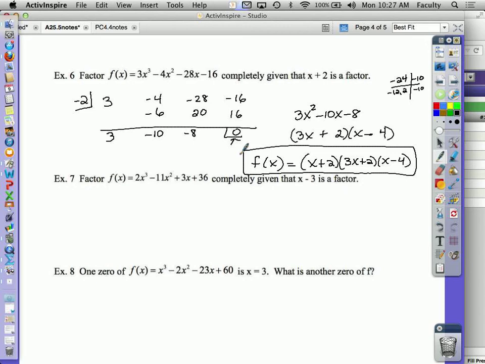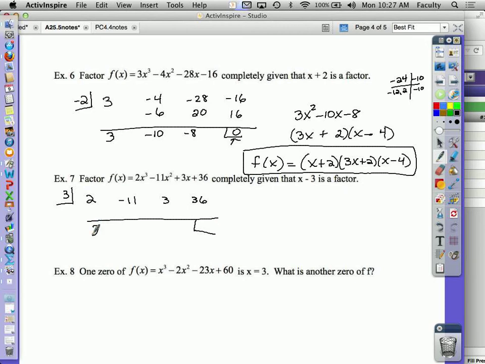Alright, so we're going to do example 7, then I'm going to ask you to go to your warm-up section, or where you can do extra practice, and we're going to do 2 more of these. Alright, it says factor f of x completely given that x minus 3 is a factor. So what we're doing is we're going to do synthetic division. You could even do long division if you wanted. And we're taking it from an x cubed down to an x squared that we know how to factor.